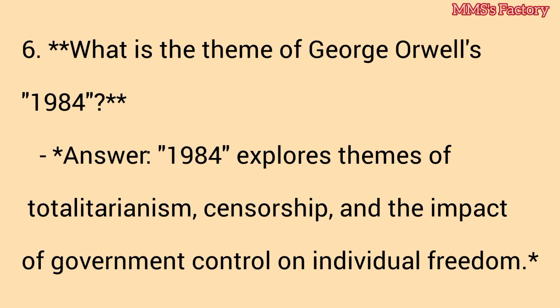6. What is the theme of George Orwell's 1984? Answer. 1984 explores themes of totalitarianism, censorship, and the impact of government control on individual freedom.